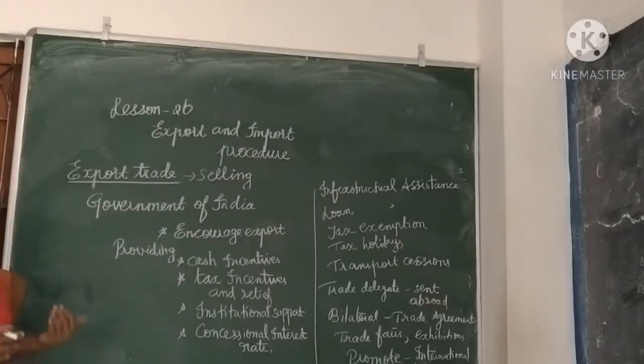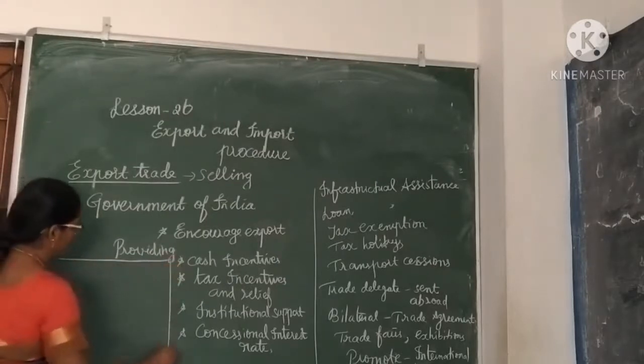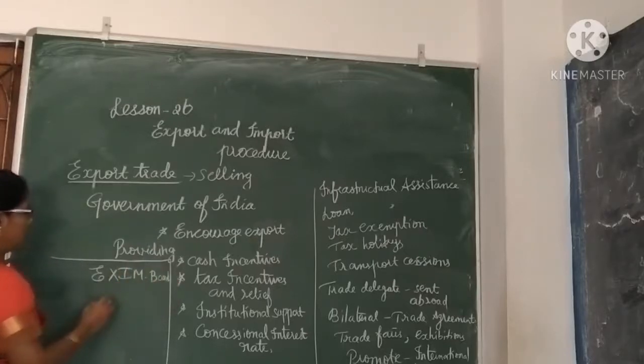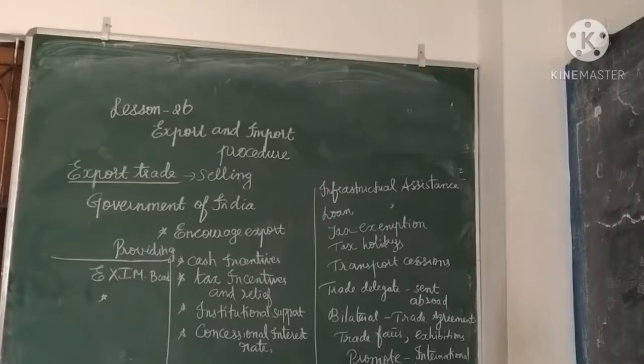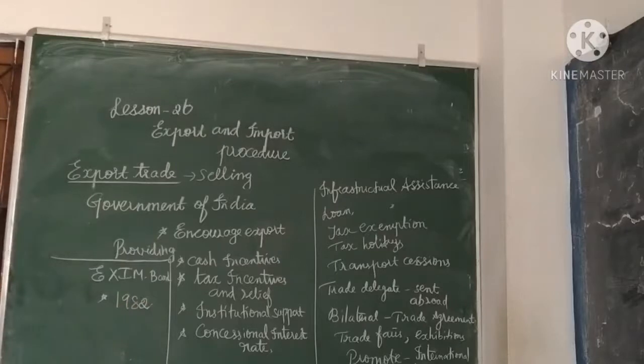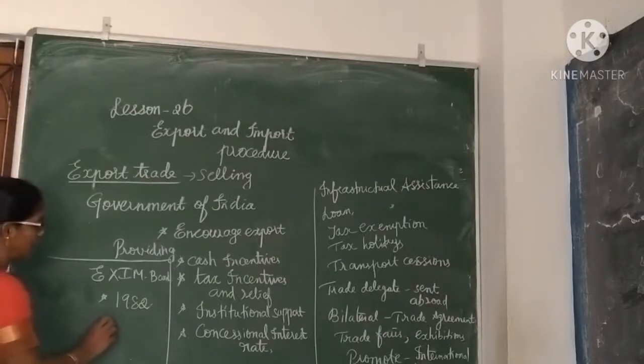For this business, which bank provides loans for foreign export and import business? The Exim Bank. The Export and Import Bank provides the loan facility. This bank gives the finance, it is owned by the government of India, and it was set up in the year 1982. The name of the bank is Export and Import Bank. Exporters and importers can get financial assistance from this bank.